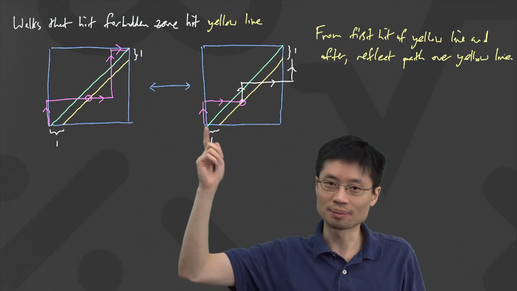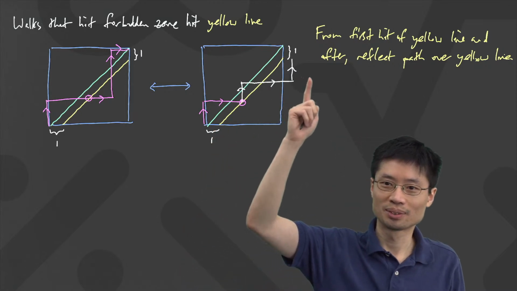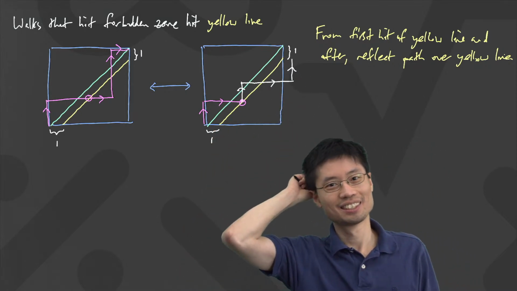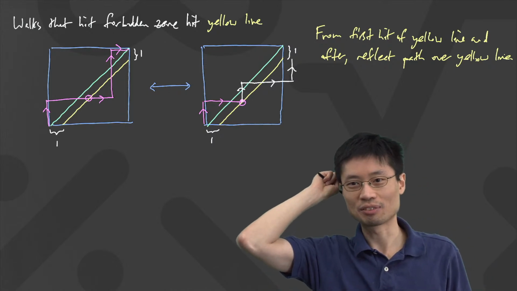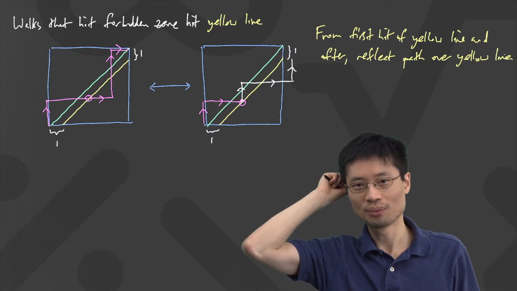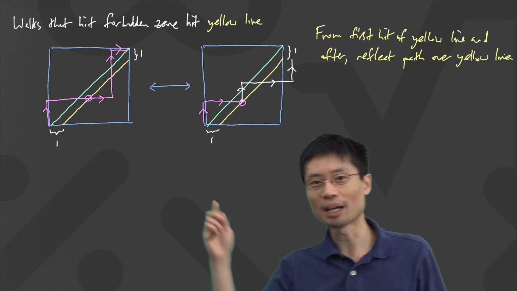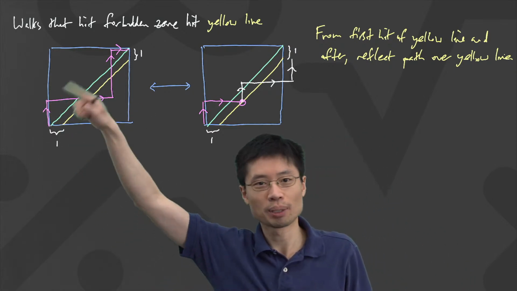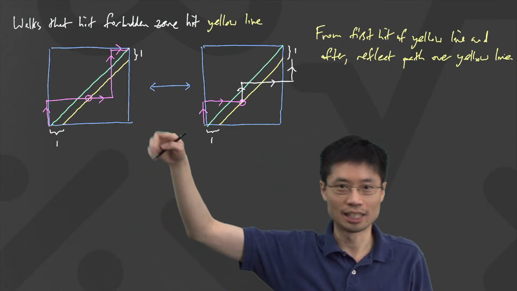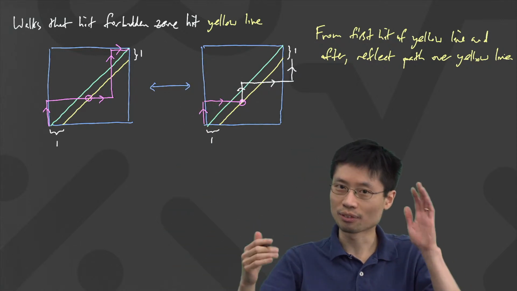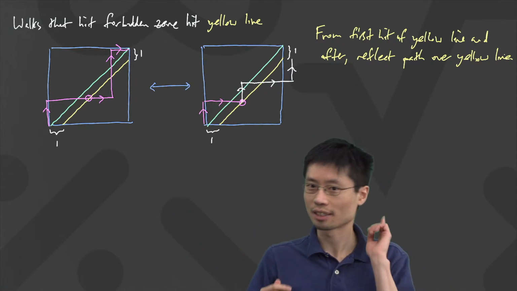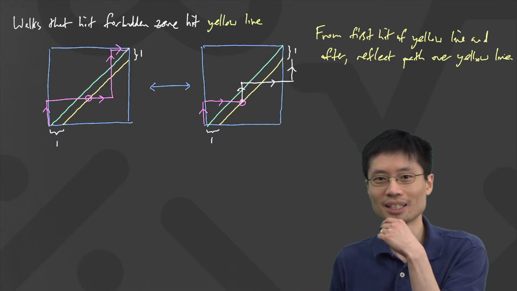But there's something interesting about where you end up. Do you notice how I was very careful to draw where I ended up? Where do you end up? I claim that no matter what you draw, if it's any pink thing which hits the yellow line, and you do the reflection, after the reflection I claim you always end in the same place. And why is that?